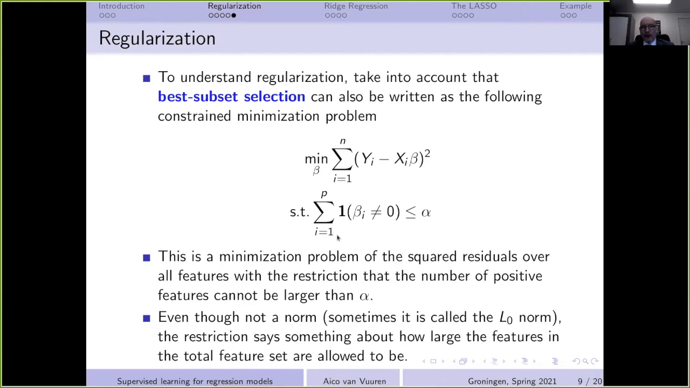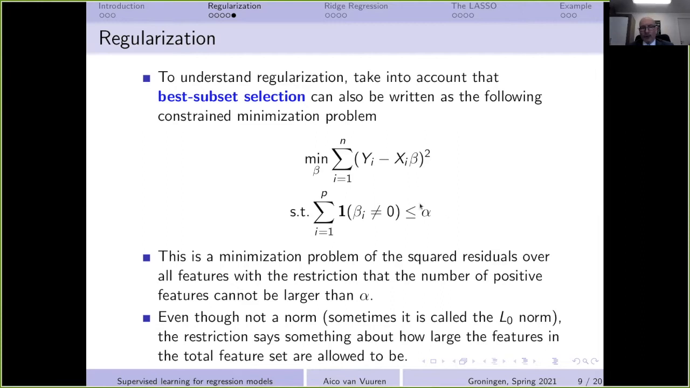Strangely enough, especially for US mathematicians, you should realize that this is not actually a norm. It doesn't fulfill all the criteria of a norm, but still it's called an L0 norm. That means nothing else than that best subset selection is a method that minimizes the sum of squared residuals under this restriction that has this L0 norm.